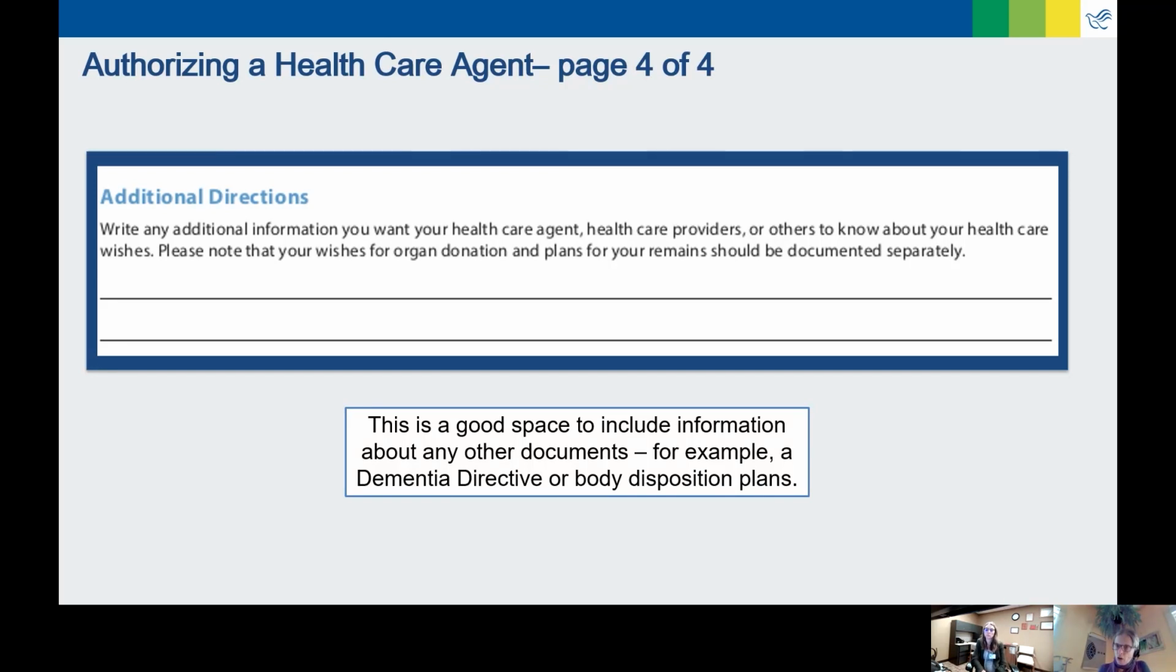You could write here, see COVID addendum if it applies, or any additional information that you would want to give. You'll see here on this document that it says, please note that your wishes for organ donation and plans for your remains, or how you want your body cared for at time of death, should be documented separately. They really should be documented separately if you want someone other than family to make decisions for you after you have died.